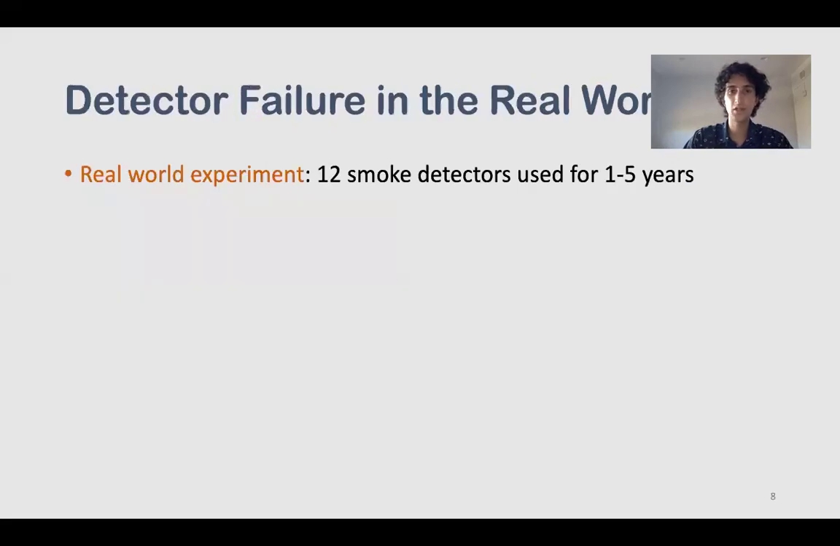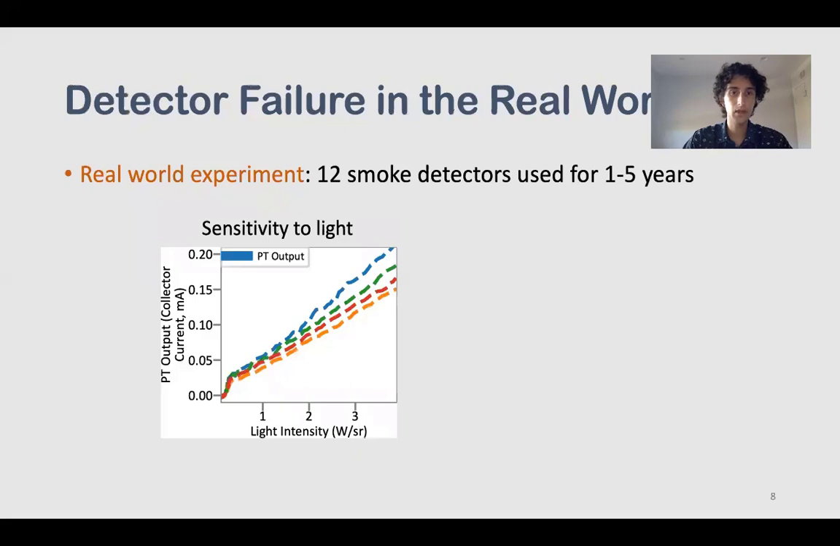To look at this drift in the real world, we conducted some experiments with 12 smoke detectors used in a commercial building for between 1 and 5 years. This graph shows how the phototransistor's sensitivity to light changes. The x-axis is the intensity of light shone into the phototransistor, and the y-axis is the phototransistor output. So for all the phototransistors, as you increase the light intensity, the output of the phototransistor increases, which is standard.